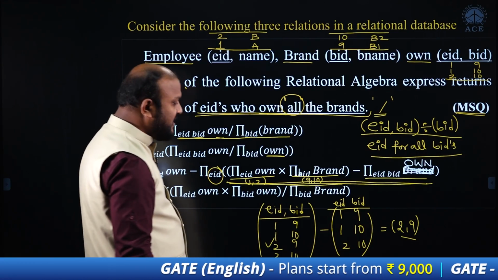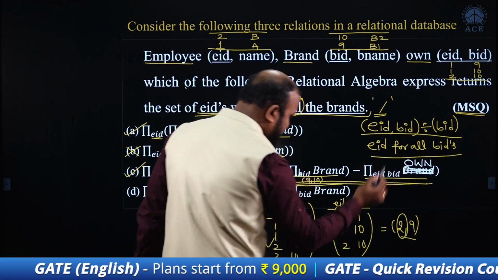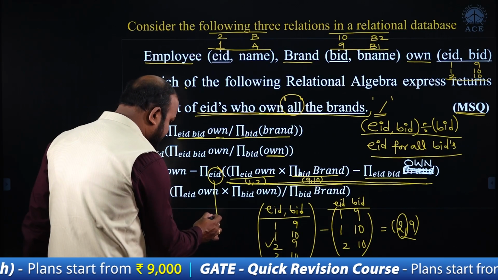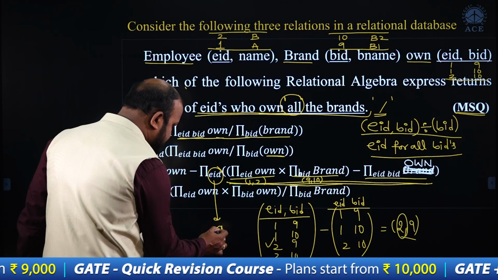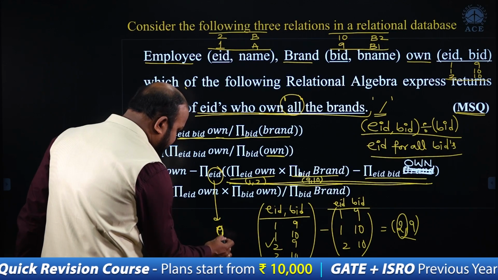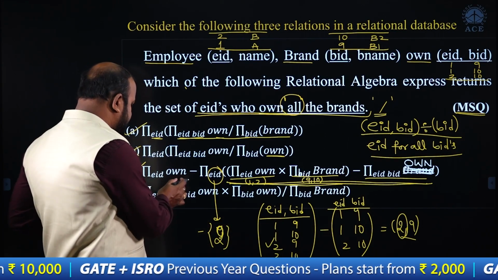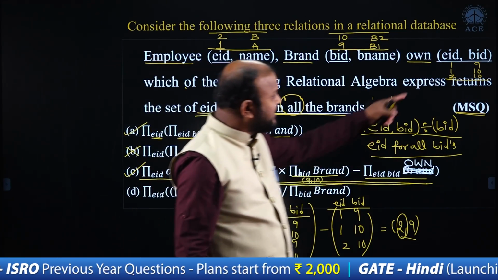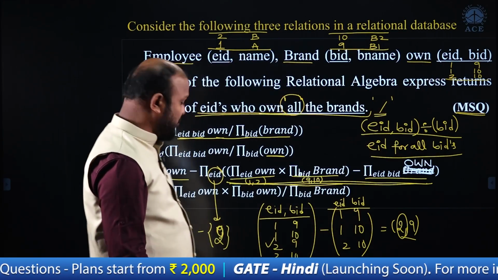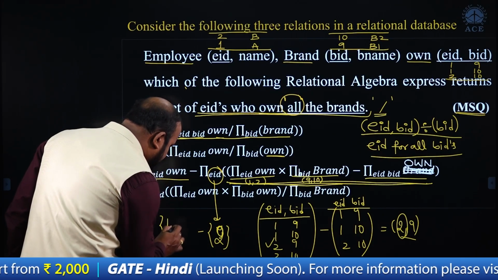Pi EID. What EID is it going to select? 2. It is going to select 2. Means what output? Here we can say this is going to give you EID 2, right, minus. What is the outer expression? Pi EID of owns. What are the EIDs of owns? 1, 1, 2. 1, 1, 2 means 1 comma 2.